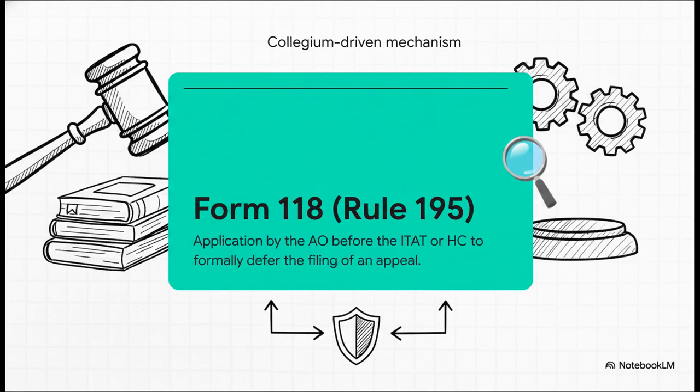You are basically committing that you'll conform to the final decision of that higher judicial body, whatever it may be. Now conversely, when the revenue invokes their collegium-driven mechanism under Section 376, the assessing officer is going to use Form 118, which falls under Rule 195. The AO files this one before the appellate tribunal or the High Court to formally request the deferral of their own appeal. Basically, it's the revenue's procedural tool to maintain consistency and cut down on their own repetitive litigation load.